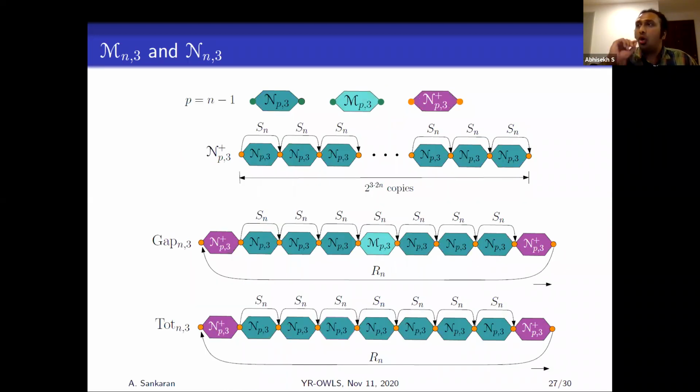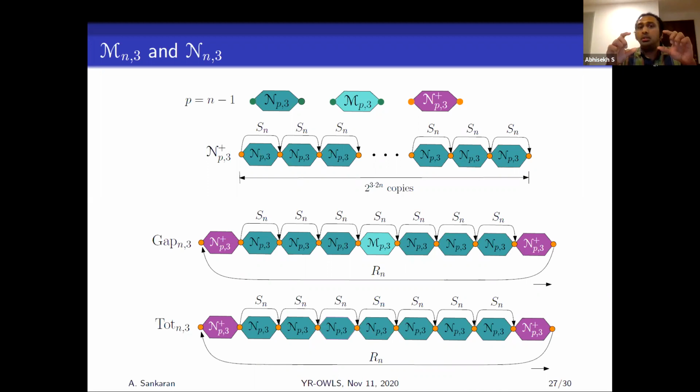At the nth level, what we are going to do is, assuming that you have the structures n and m defined for little n minus 1, you are going to construct gap 3 and tot 3 at the nth level, okay, as the ordered sum of, first you construct this subroutine, which is n plus p3, which is taking 2 to the power 3 into 2n copies of np3, adding an Sn relationship between them, which will demarcate that this is a segment. This is a segment which has been demarcated with this Sn edge.